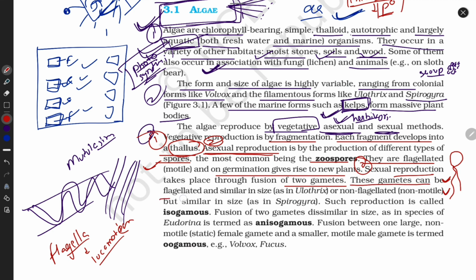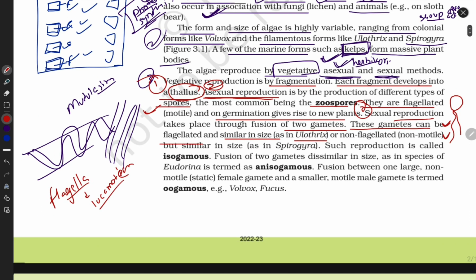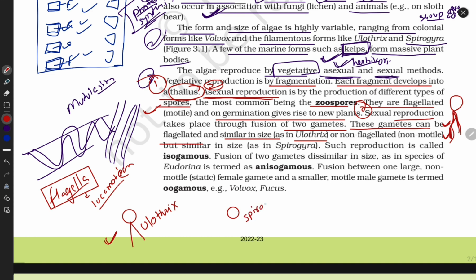These gametes can be flagellated and smaller in size. If flagellated gametes are present, the example is Ulothrix. If flagella are present, it means the gamete is motile. They have flagella, so they can move. Some algae do not contain flagella. Due to the absence of flagella, they can't move. The example is Spirogyra.